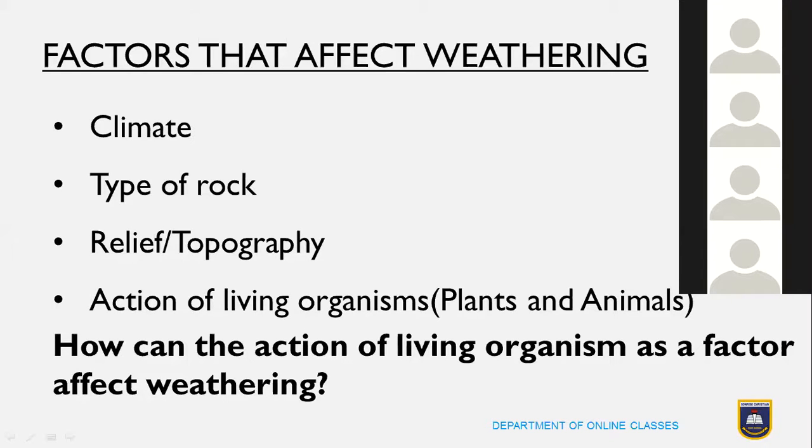All right. Then let's consider the second factor that can affect weathering: the type of rock. The type of rock is a factor that can determine the type of weathering or the rates at which weathering will take place in a particular geographic location. I believe you've done rocks. Yes, we've done it already.